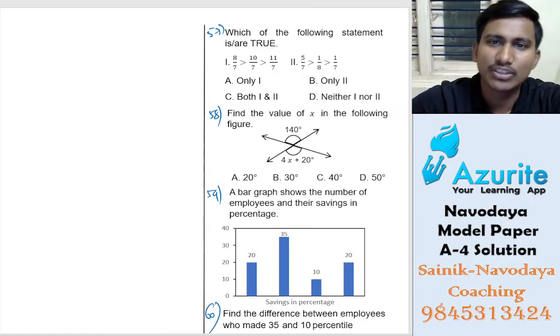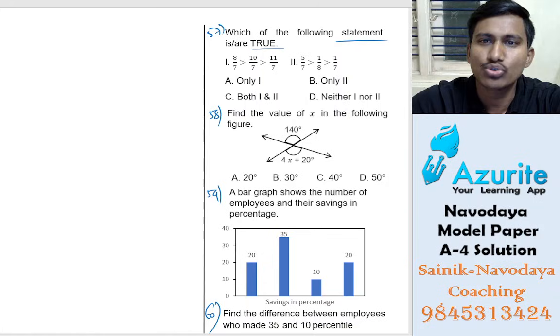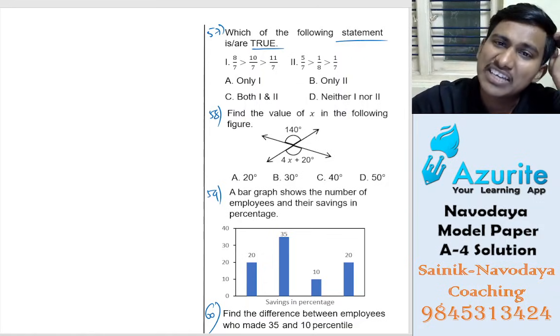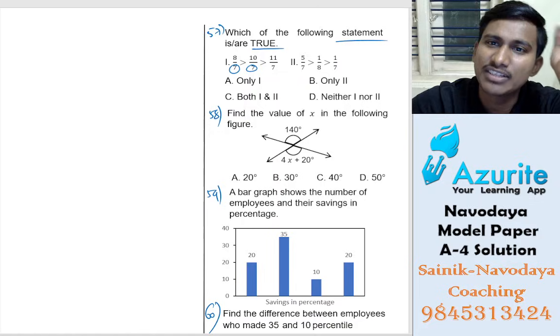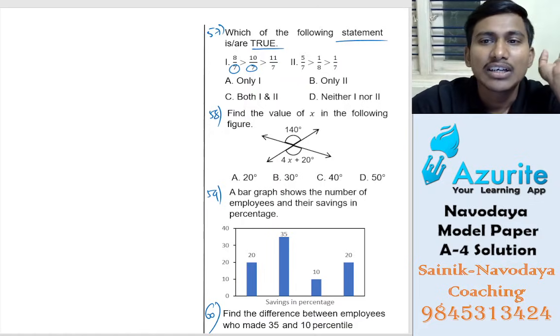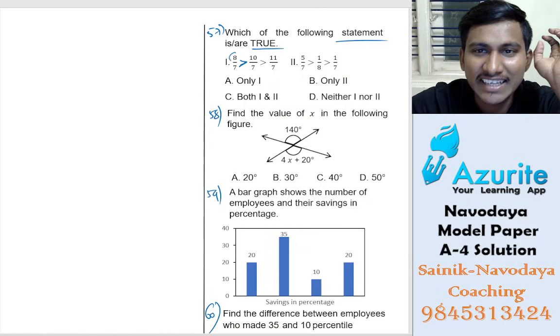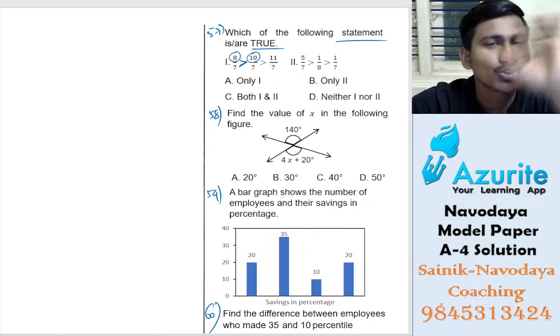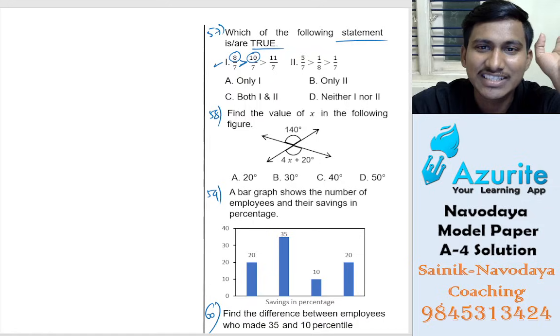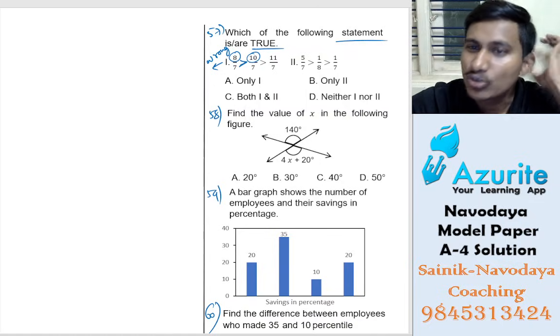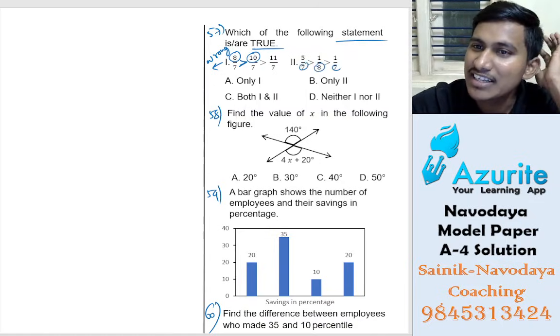That is question 57. Which of the following statements is true? So here option A, if you see, 7 by 8, 7, 7, 7. All the denominators are the same. So here it is the greater than symbol. Is 8 greater than 10? No. This is wrong. This is false.